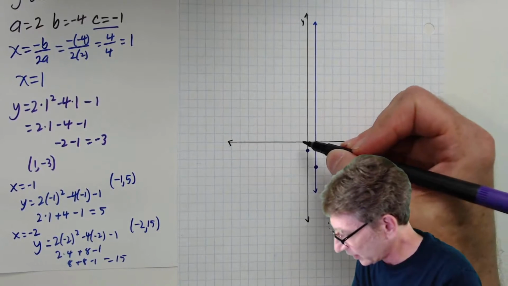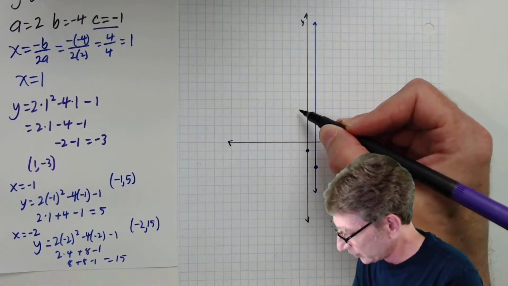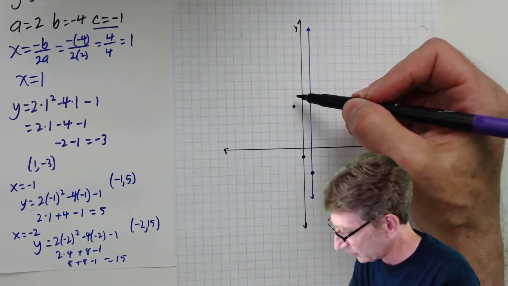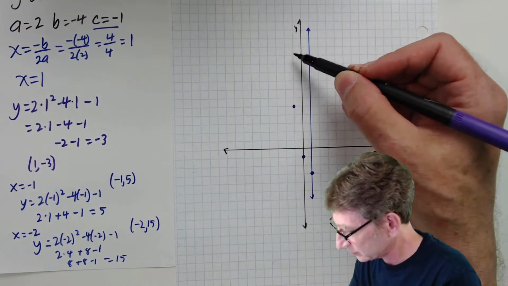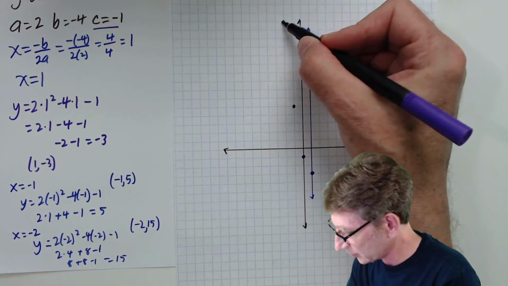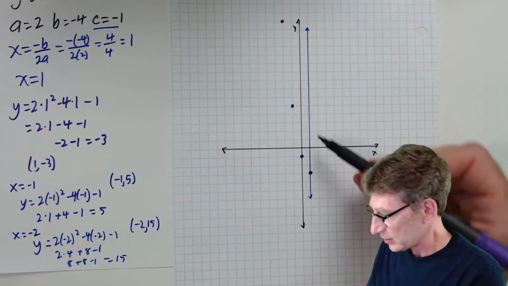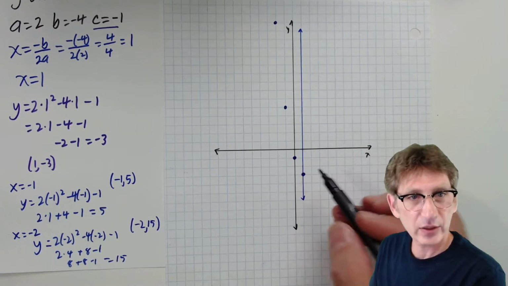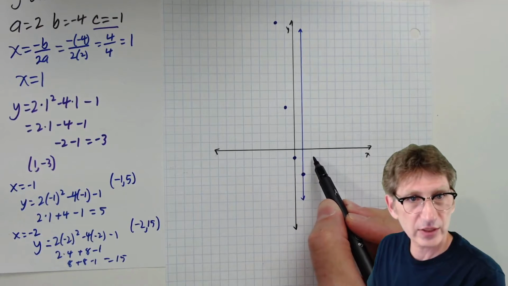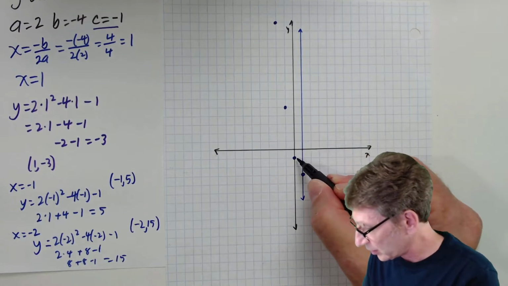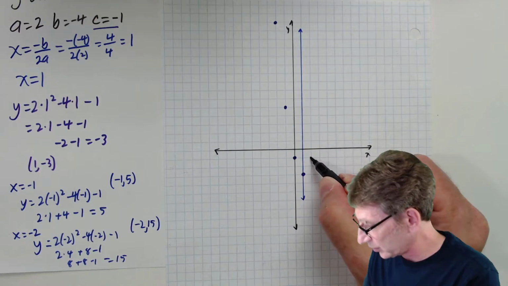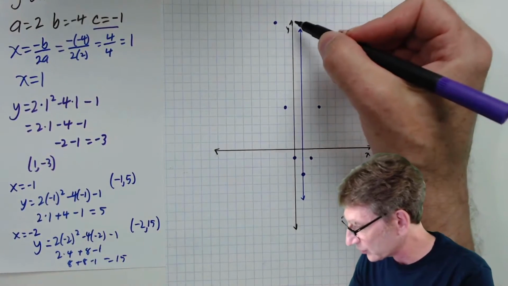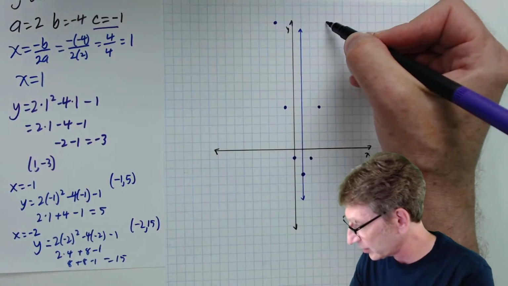Negative 1, comma 5. 1, 2, 3, 4, 5. And negative 2, comma 15. I don't know if that'll fit. Yeah, it's good. It's right there. Since I have the axis of symmetry, and I have ordered pairs on one side, I can go the same distance on the other side to reflect those points. This is 1 unit to the left, so I can go 1 unit to the right. This is 2 units to the left, I can go 2 units to the right. With 3 units to the left, I can go 3 units to the right.